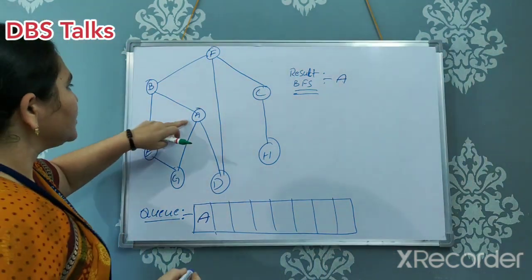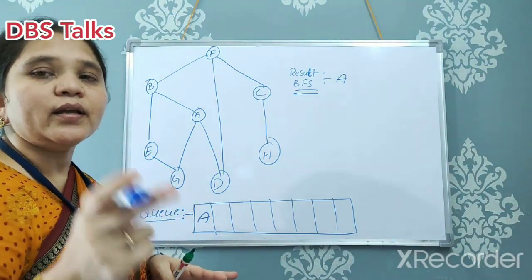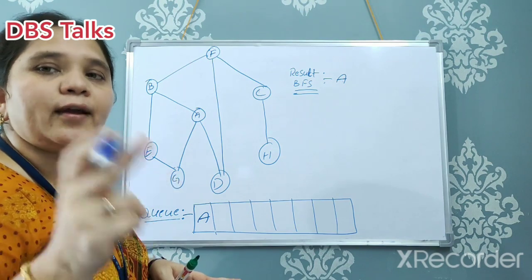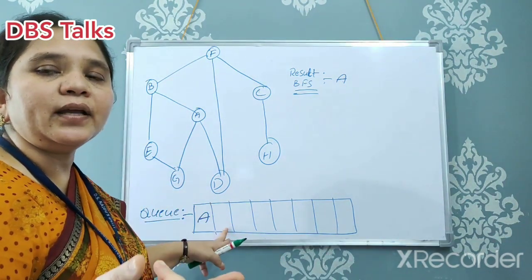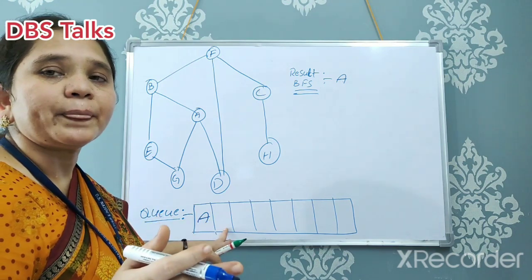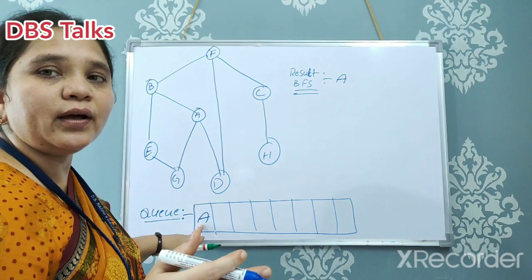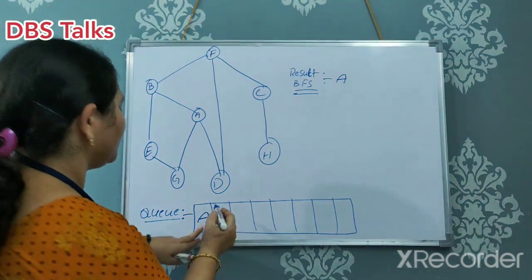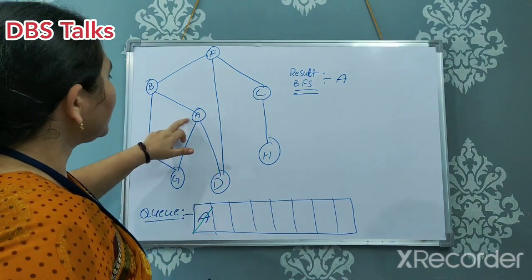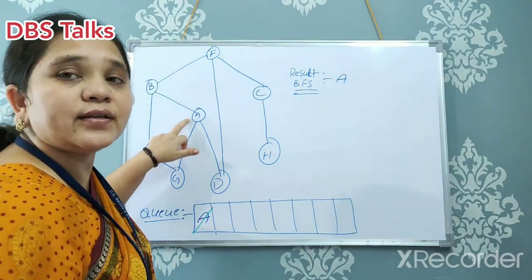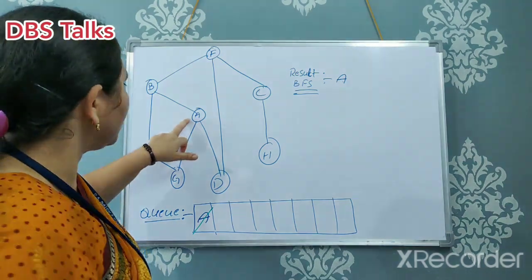Now we observe the second point: if Q is not empty. Is Q empty now? No, Q is not empty. Then what can we do? We can dequeue A. After dequeuing A, we identify the adjacent nodes, or closely connected nodes, of that particular vertex.